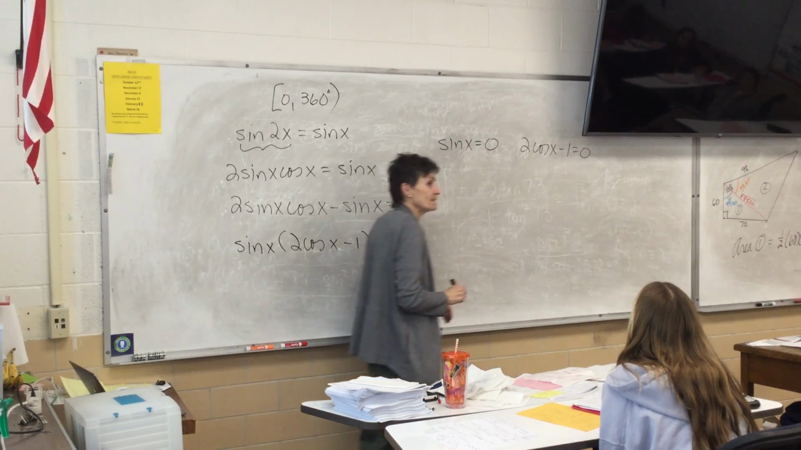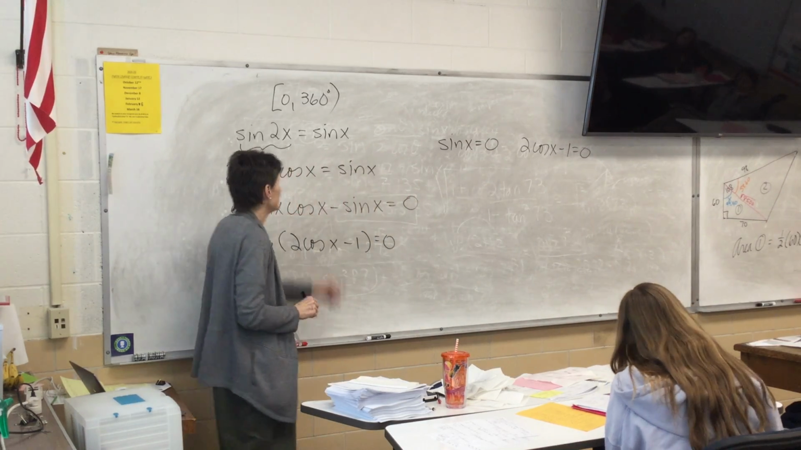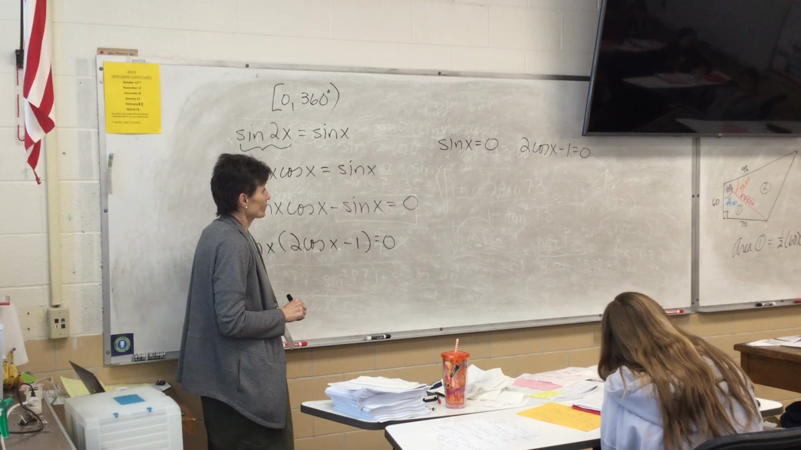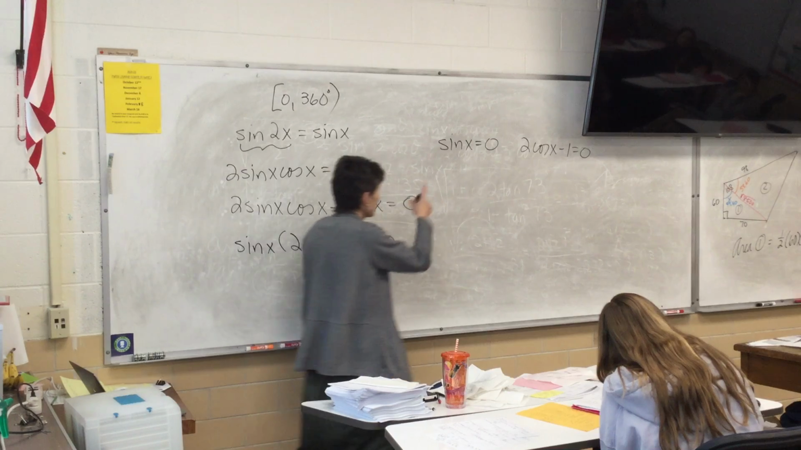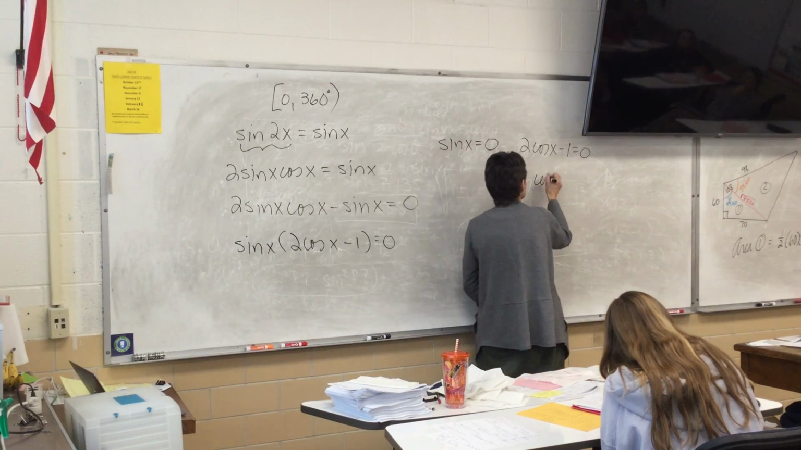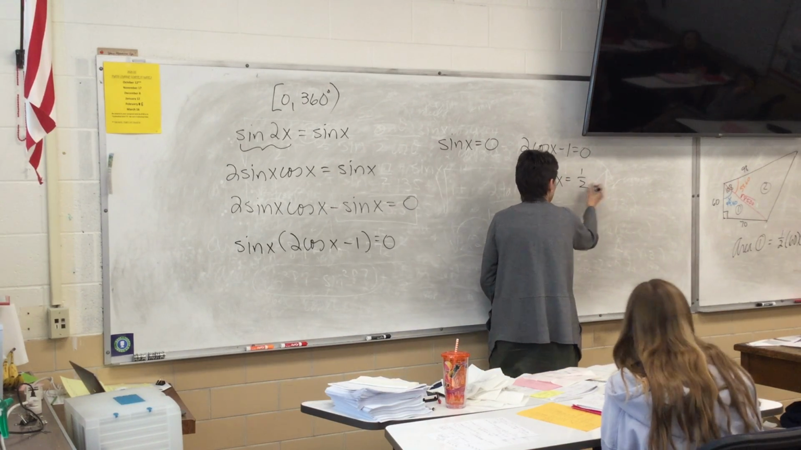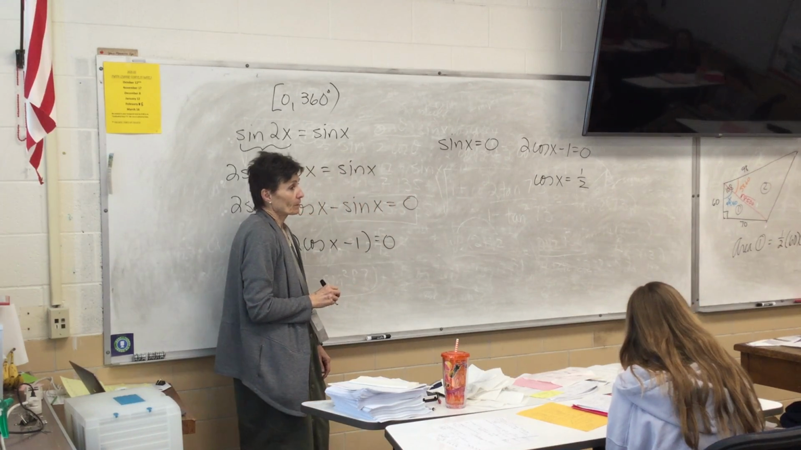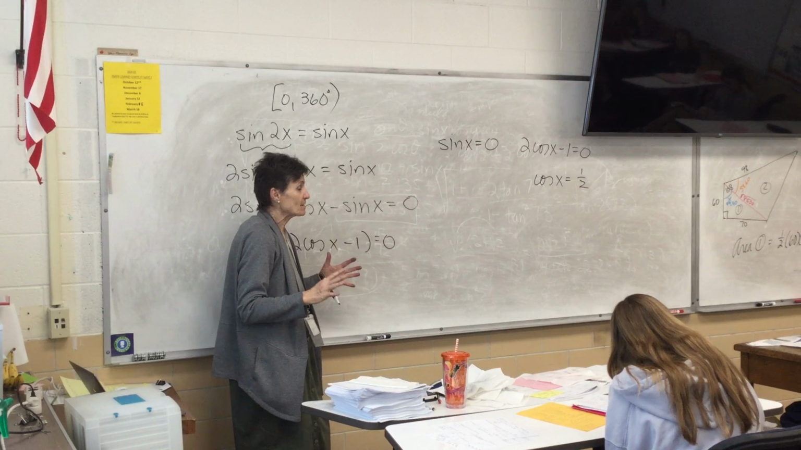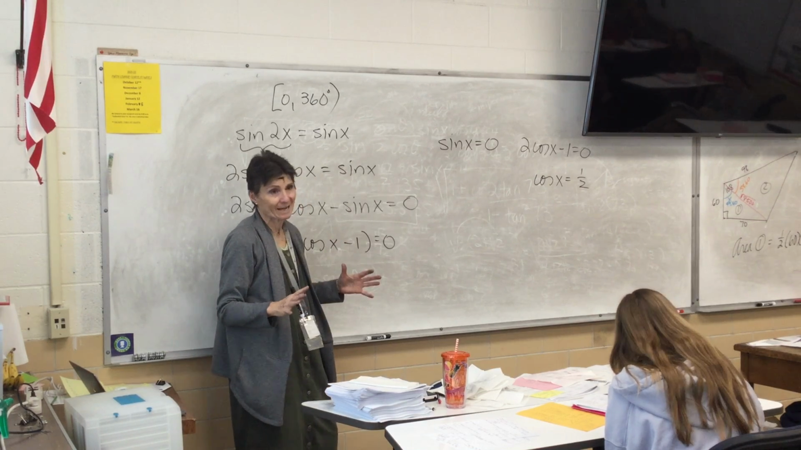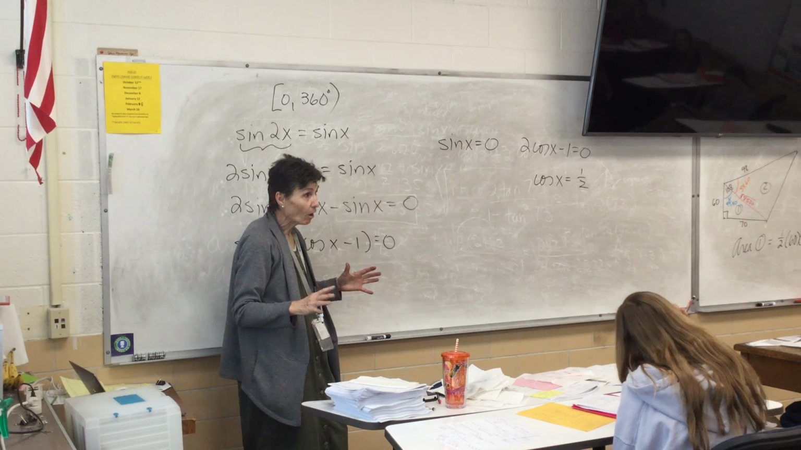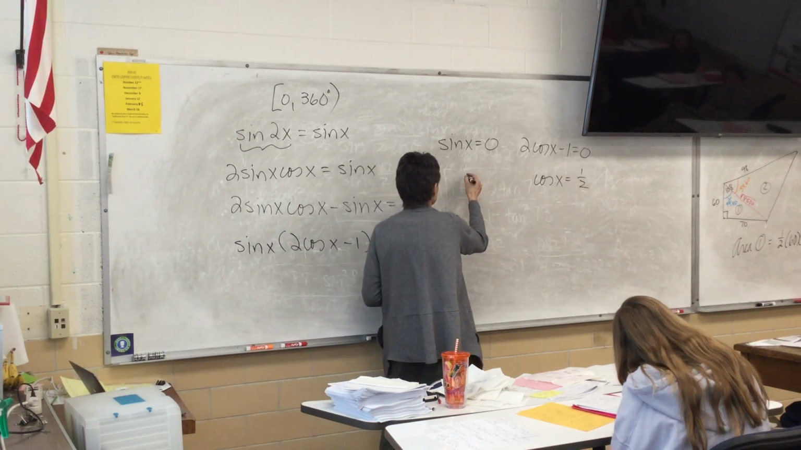We talked about some of these the other day. They didn't have the 2x in it back then. So this says sine is 0 or cosine is 1/2. Where do I find zeros? I do not find zeros in triangles. I find zeros on the circle. So I'm going to draw a circle.